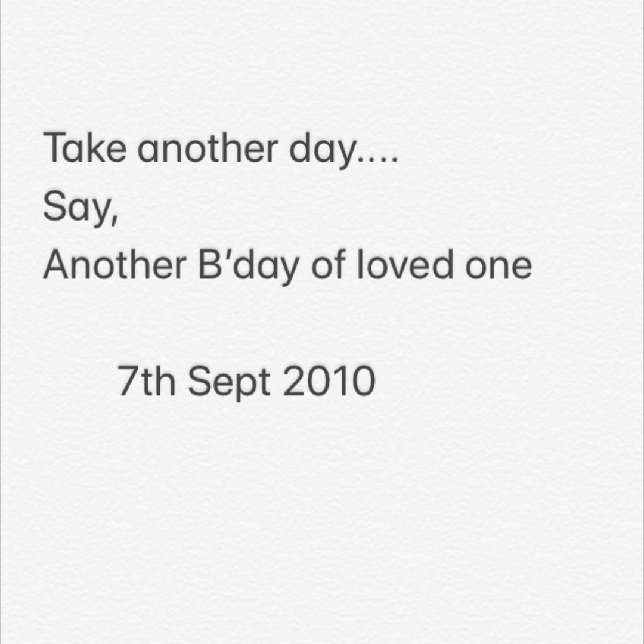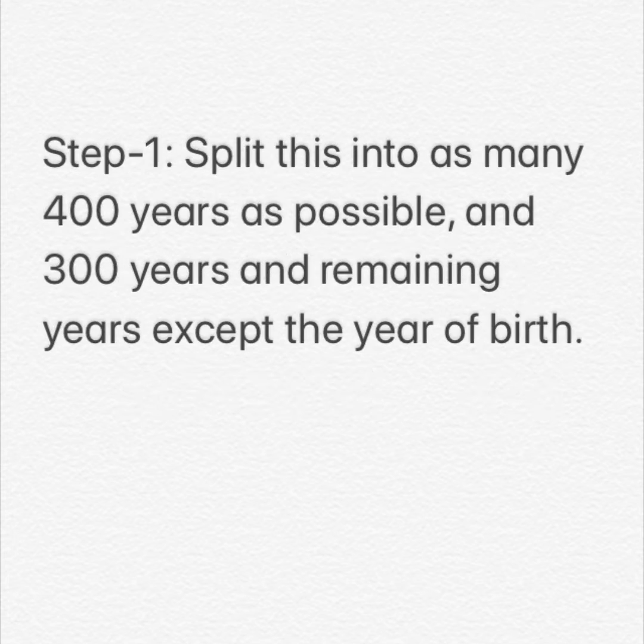7th September 2010. Now we have to split the given years into as many 400 years as possible, and as many 300 years as possible, and the remaining years, except the last year of the date. See here, in the date of birth, the last year is 2010. So the 10th year is to be excluded. So we have to deal with only 2009 years.